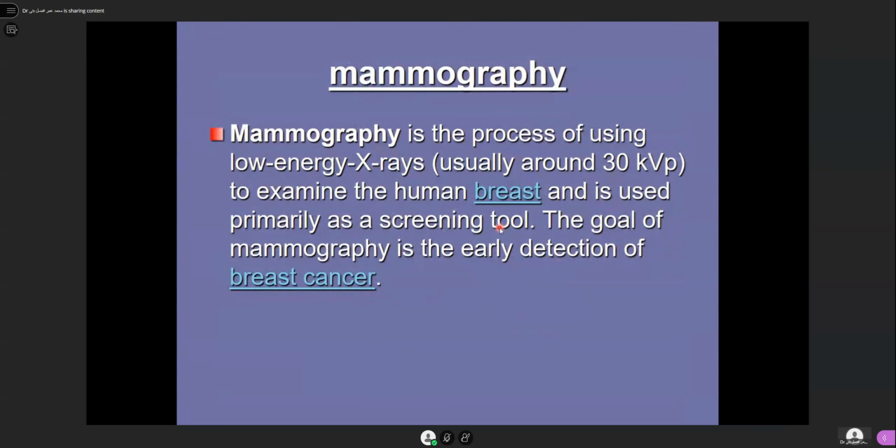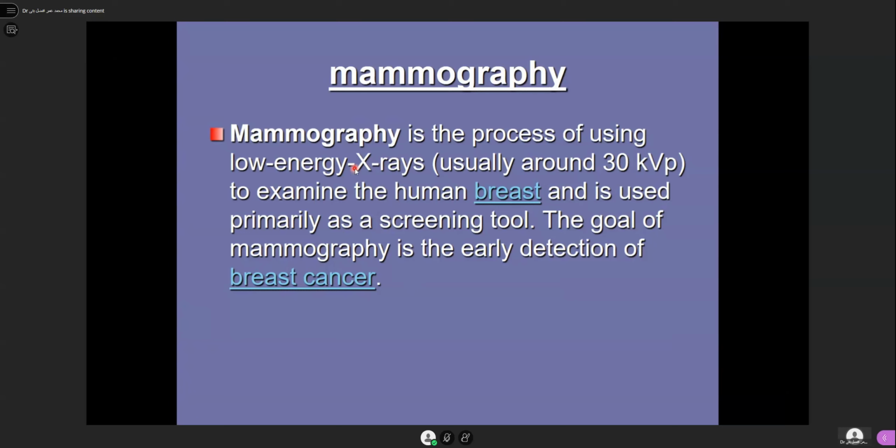Okay. Starting with different imaging modalities, the most important is mammography. Why mammography? Because mammography is basically used as a screening tool. Breast cancer is the second most common cancer in women, and due to its high incidence, we start to screen the patients at an early age. We will discuss in indications what the different age groups are in which we start screening.